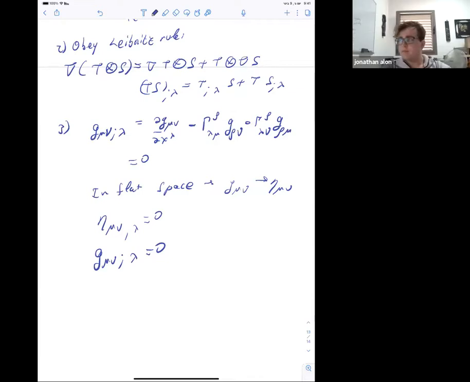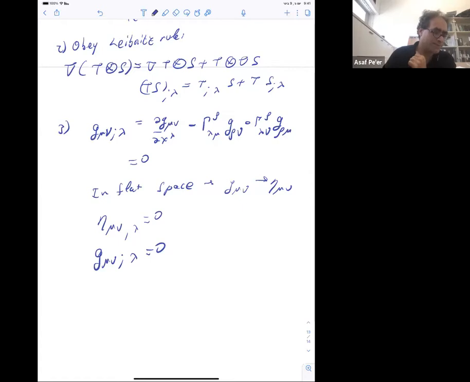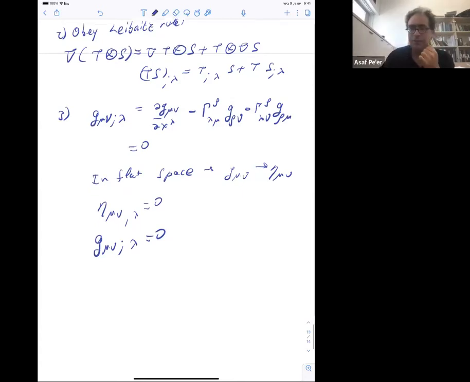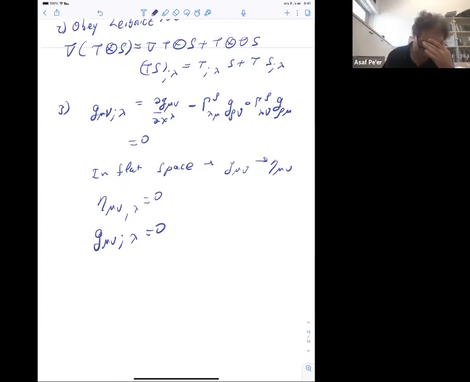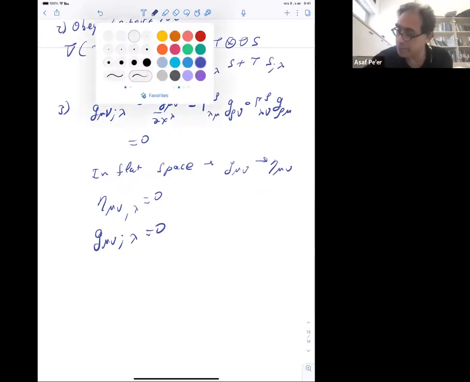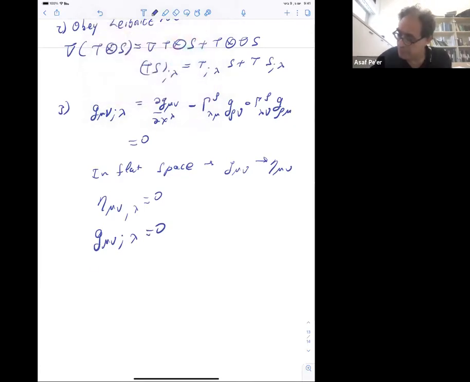Okay. Now this has a name. It's called the metric compatibility. It's really called the affine connection compatible with the metric, but the other way of writing it is the metric compatibility condition. I'll use it down the line when we analyze trajectories of particles in curved spaces.